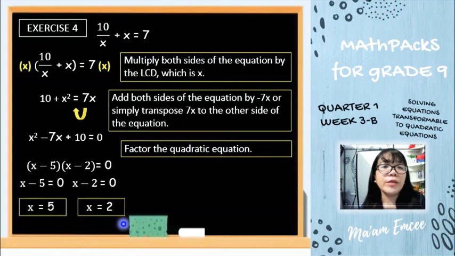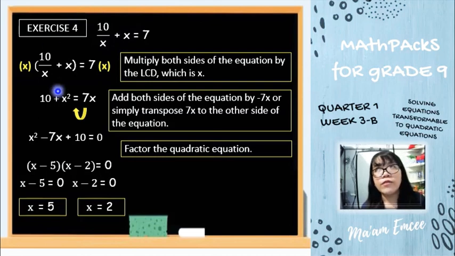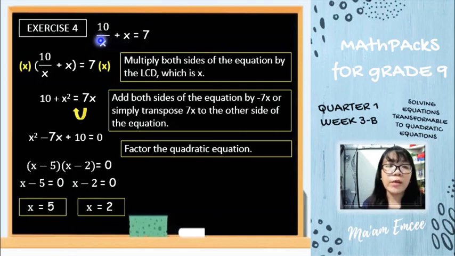Now, you might be wondering, for our examples, we have checked whether our values or our solutions are solutions of the original equations, but this time we are not checking. Now, 5 and 2 are solutions. You can check, but if the time is not enough, then it's okay if you are not going to check. Just always look at the denominator. Just see to it that your denominator will not be equal to 0 if you substitute any of the solutions.